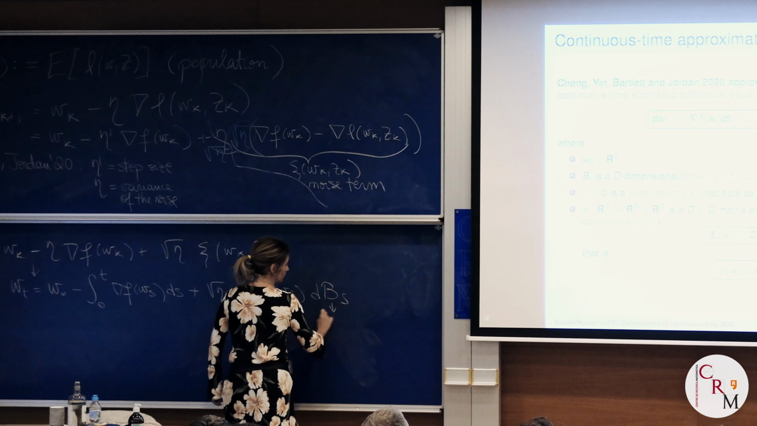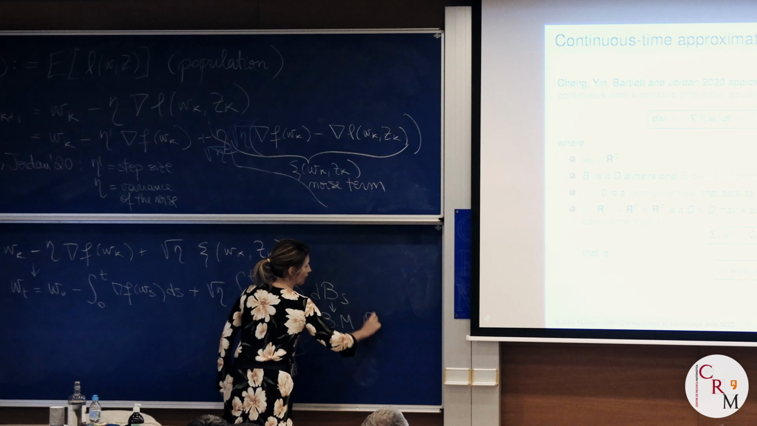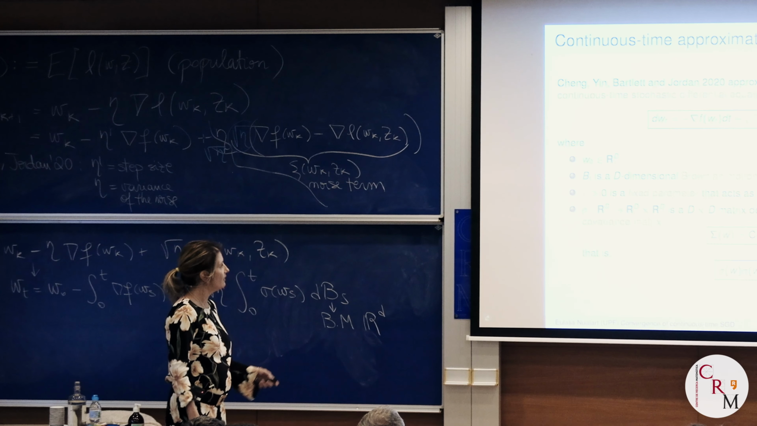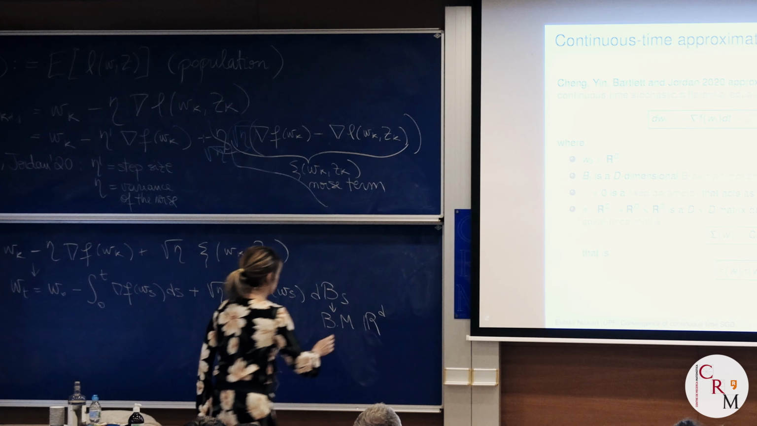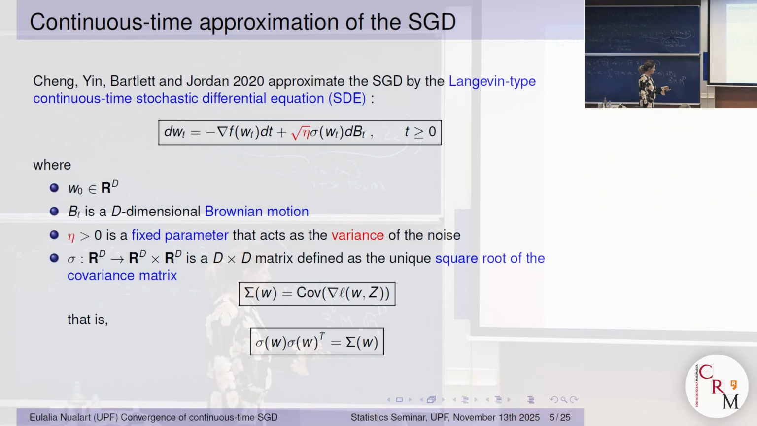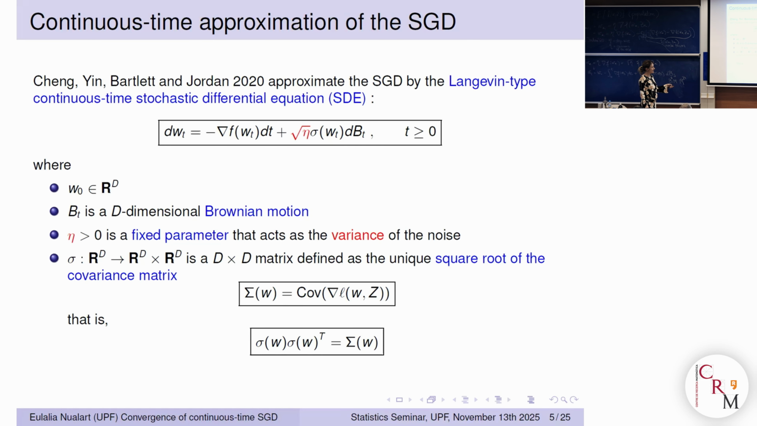where B is a Brownian motion in R^d. Remember that d is the dimension of the random variable. Oh, sorry, d is the dimension of the parameter space. Eta is fixed and acts as the variance of the noise, okay? And sigma is a d times d matrix defined as the unique square root of the covariance matrix of the gradient of the loss function, okay?